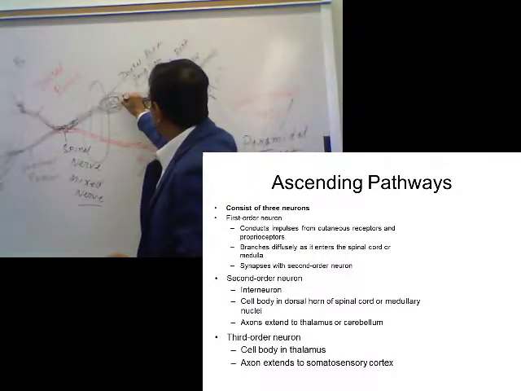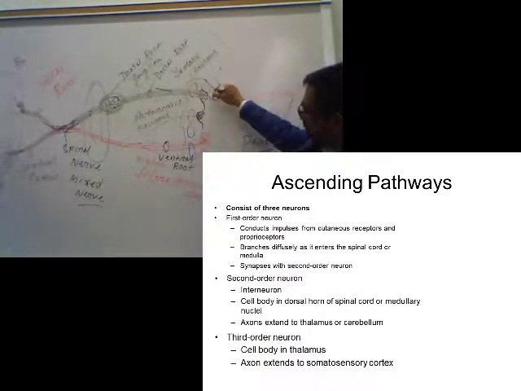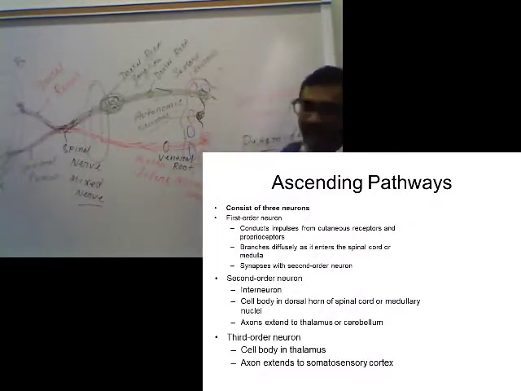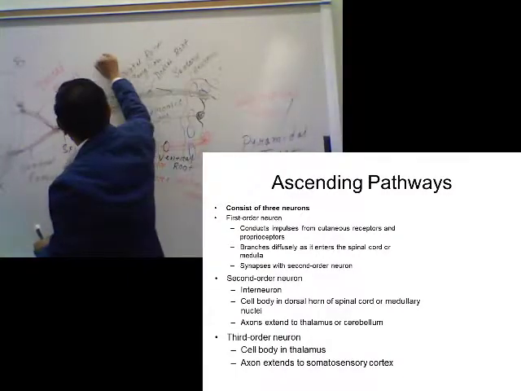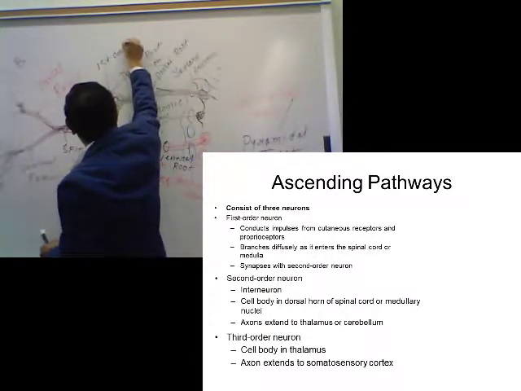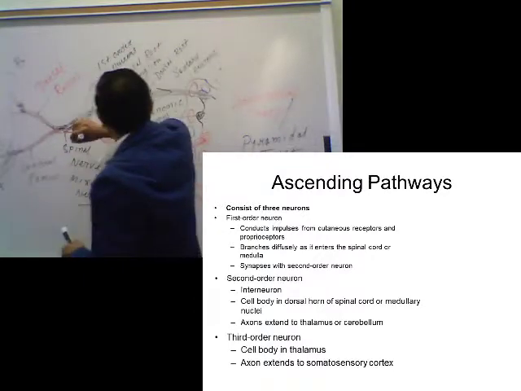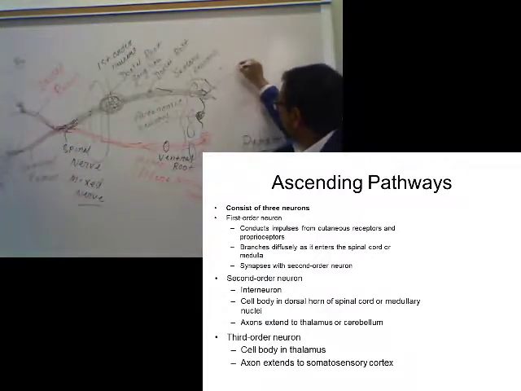Then the signal from these neurons goes to the dorsal horn. These are also sensory neurons. So these are second order neurons, right? So first order neurons, and these are the second order neurons.